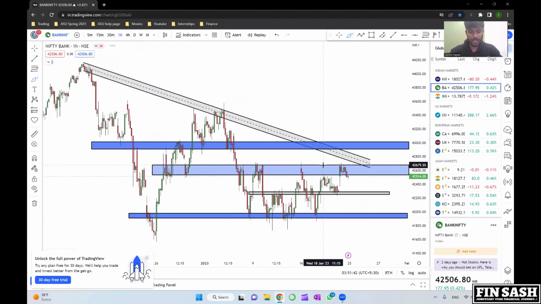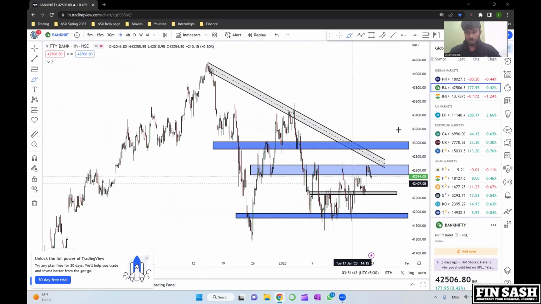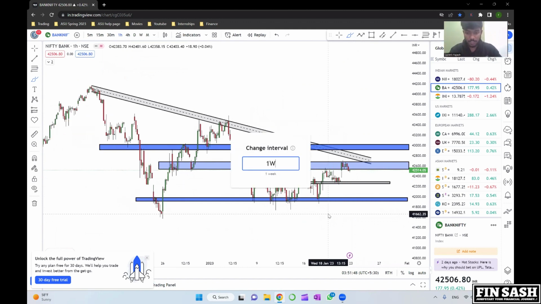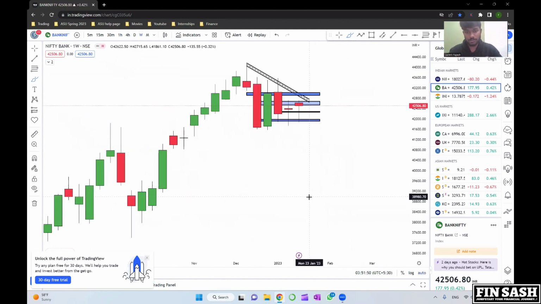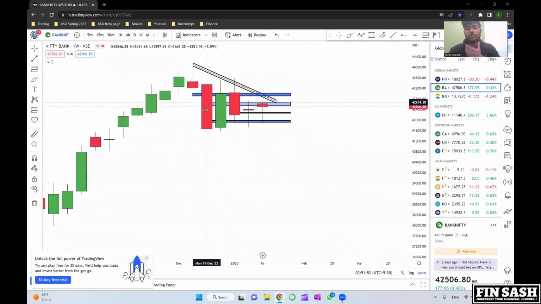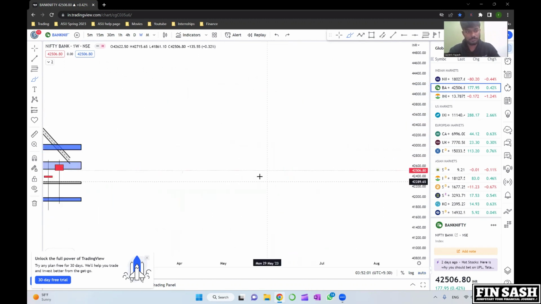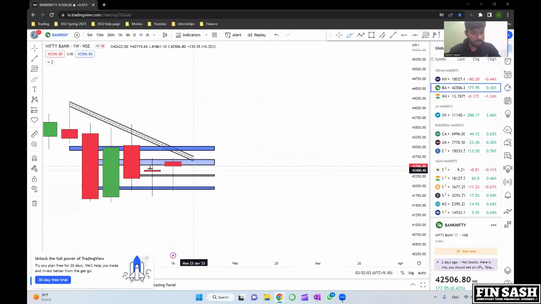Okay, moving on to Bank Nifty. So like always, let's start with a higher time frame. So let's start with a 1 week time frame. So the market for at least 1, 2, 3, 4, 5 weeks has been consolidating in this region, right? Yeah, it's been consolidating in this region.